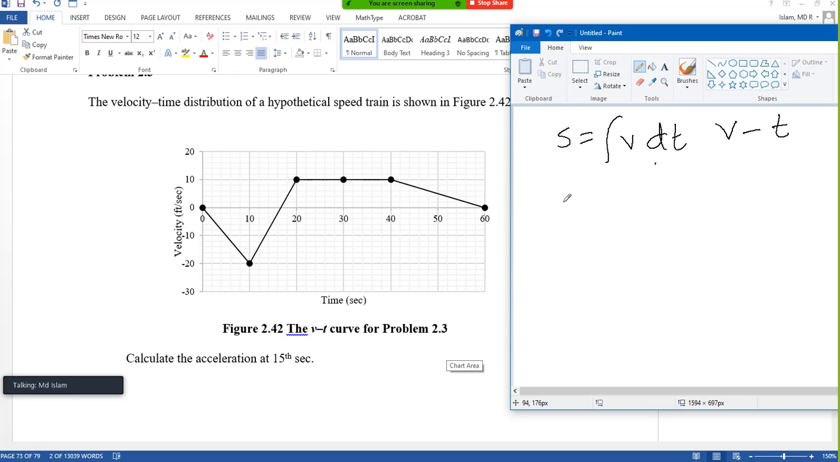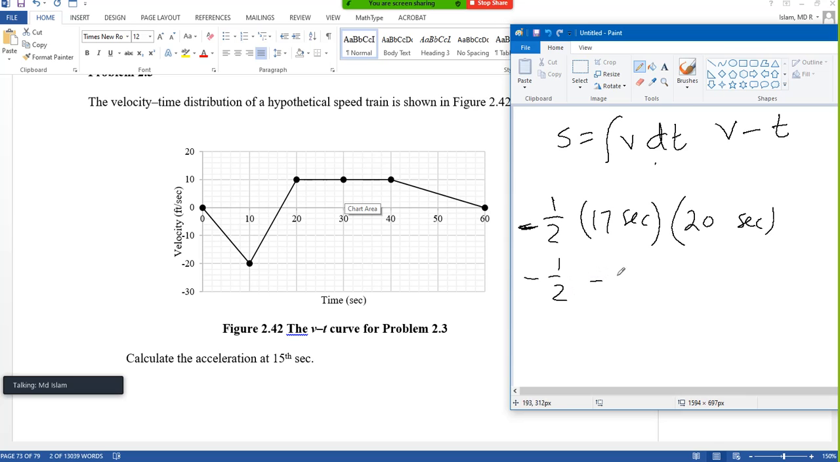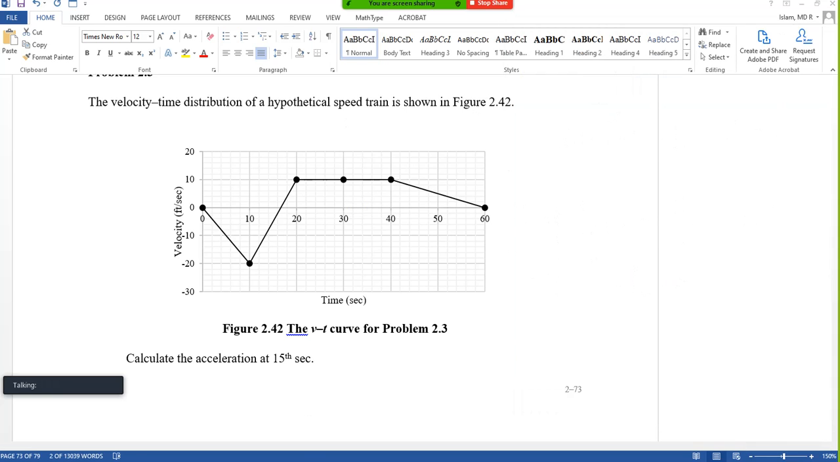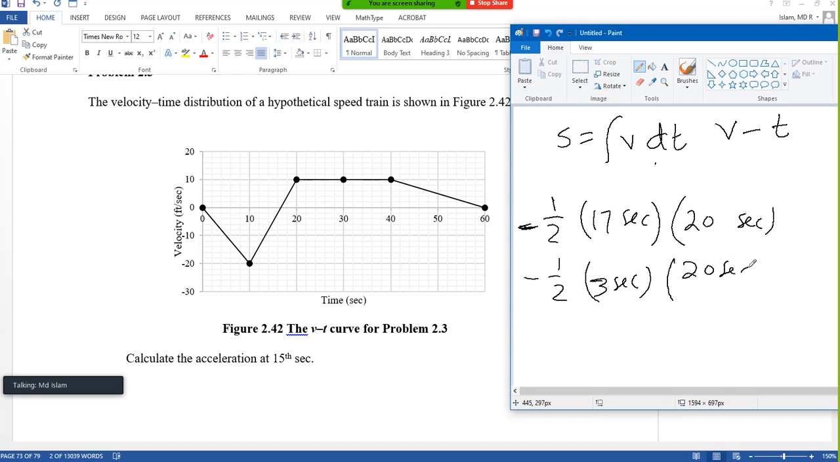So what is the area of this part? Half times 17 seconds and 20 seconds. That is the area of this triangle, and the area is negative. What is the area of this small triangle? That is half times 30 seconds and then 20 seconds. That is the area of this small triangle, and it is positive. Next is this rectangle here to there. That rectangle is again positive.